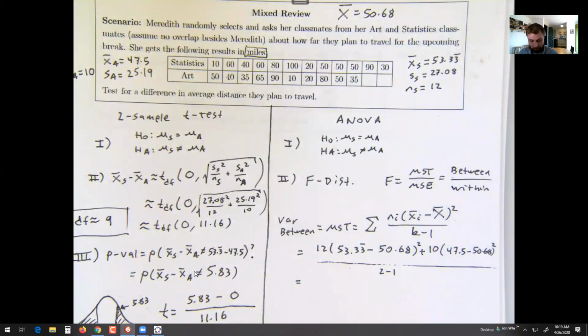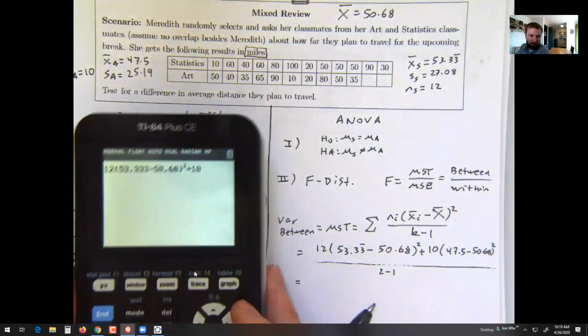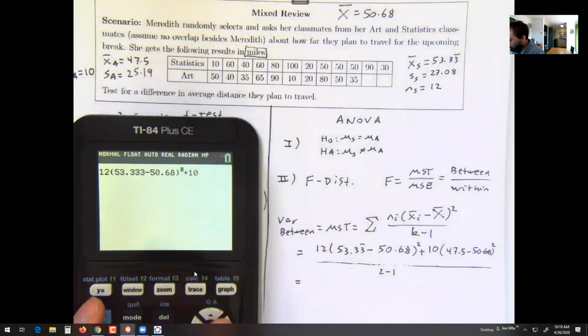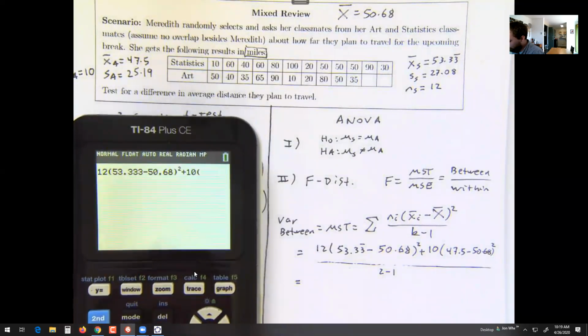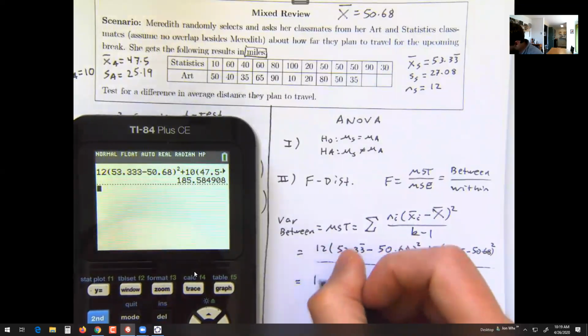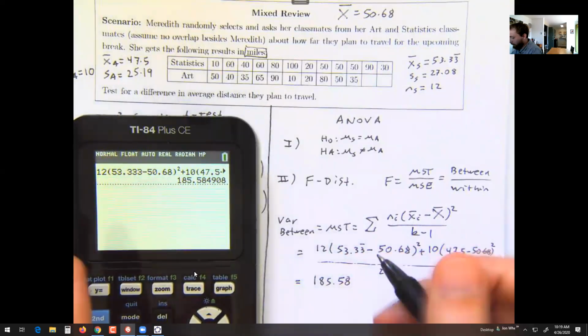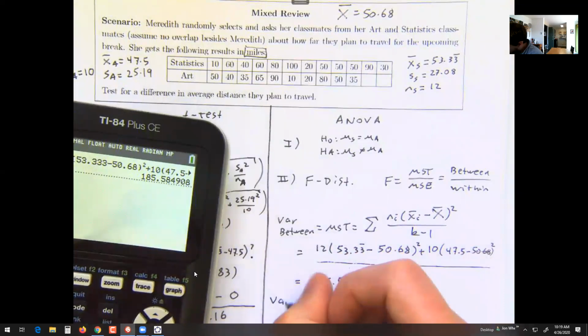And I don't know what I'm going to get, but we'll find out here shortly. So I have my 12.53.333 minus 50.68 squared plus 10, 47.5 minus 50.68 squared. This gives me an MST of 185.58 or so.